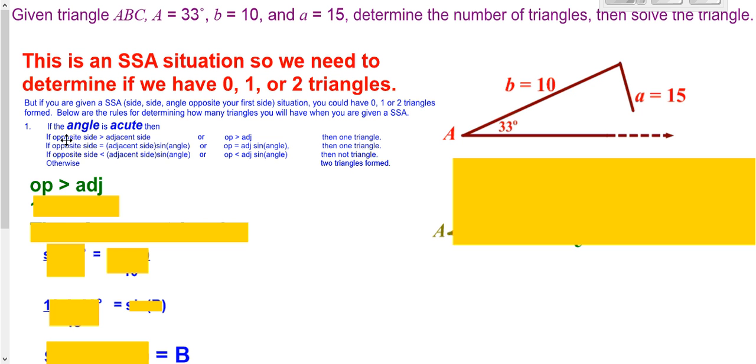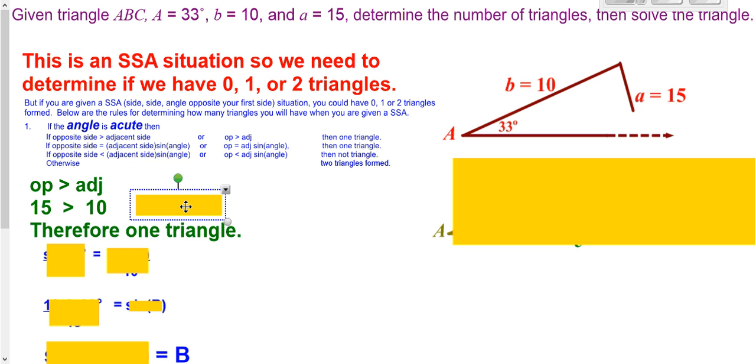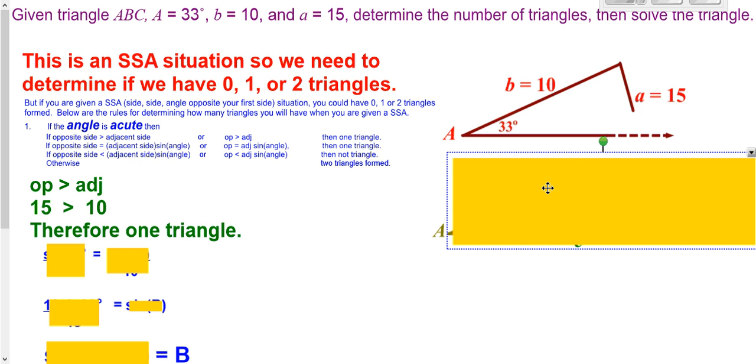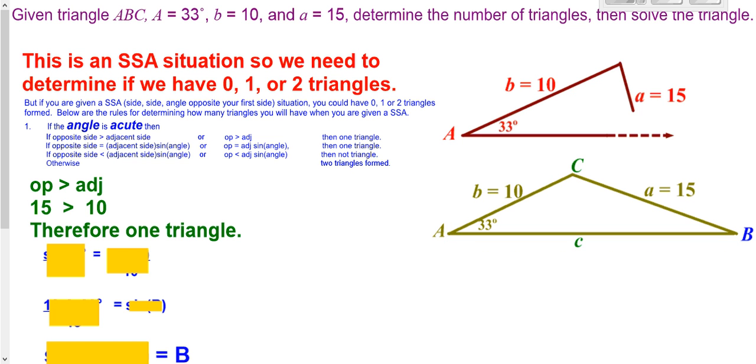I always like doing the first one because I can pretty much do that in my head. Is the opposite greater than the adjacent? The opposite is 15, the adjacent is 10. Yep, it is, so that means it's one triangle. So then it's pretty easy and straightforward. So I just have my one triangle, I'll draw it out.